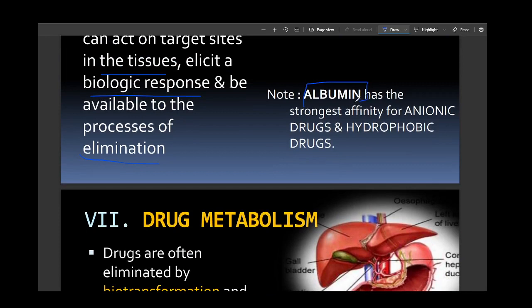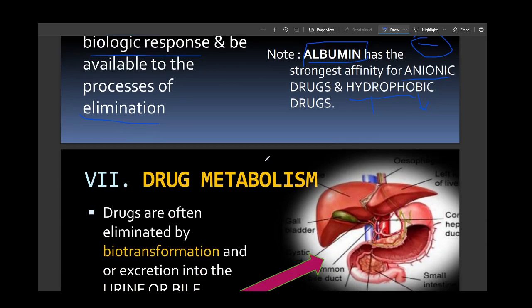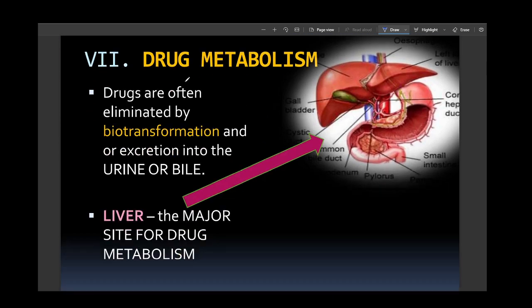Albumin has the strongest affinity for anionic drugs. Okay. Anionic means negative. And hydrophobic drugs. Hydro means water and phobic means they are afraid of the water. They do not go near the water. They are not dissolved in the water. Okay, then there is the drug metabolism.